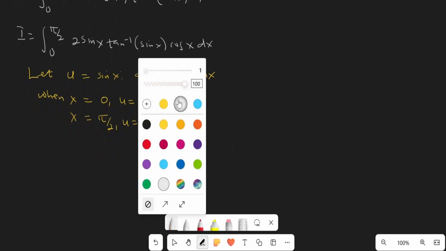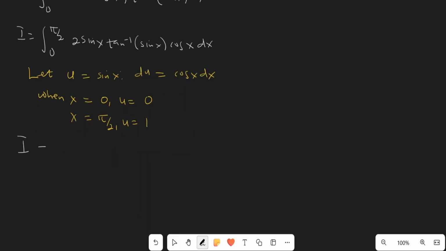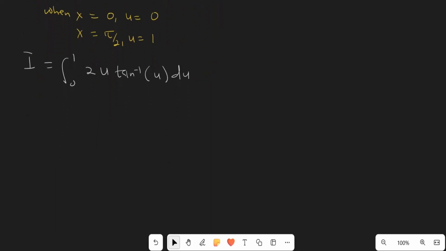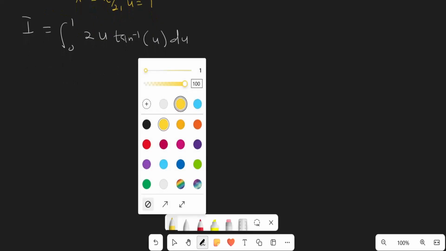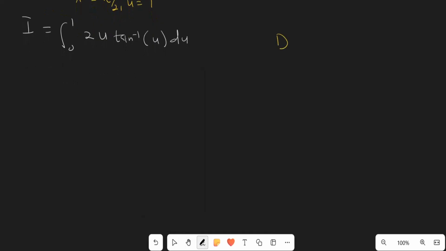So let's take our integral from the x world into the u world. So I is going to be the integral from 0 to 1 of 2 sine of x, which is u, tan inverse of sine of x, which is u, and cosine of x dx is du. And what am I going to do here? Here I'm now going to do integration by parts, so the D and I method, D for differentiation, I for integration. I am going to differentiate the tan inverse of u and integrate u.